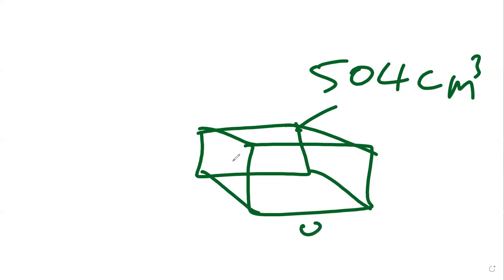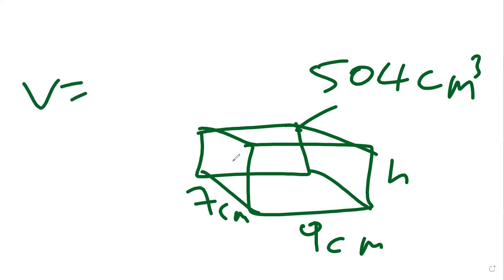Let's say our length is 9 centimeter. Let's say our width is 7 centimeter. Let's say we don't know what is the value of my height. What is my height? Now, the first thing I need to know is what is the formula to find the volume of a rectangular prism.